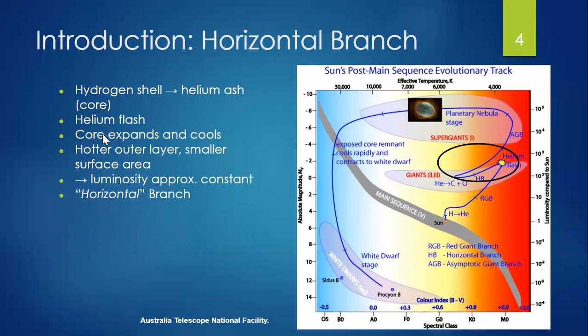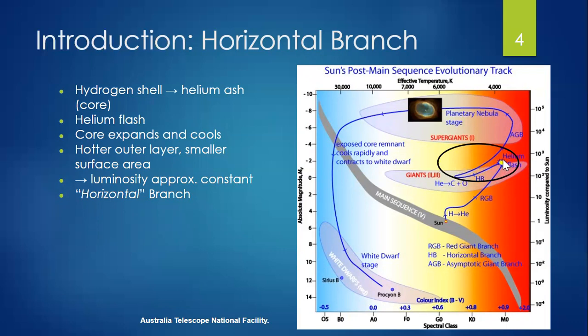So when that happens, the core expands, and again, it will cool down. This creates a hotter outer layer, but a smaller surface area. So that means that the star is going to make a horizontal track to the left of the HR diagram. That's why it's called the horizontal branch. So its overall luminosity will stay more or less the same, but it will increase in temperature as it comes to the left.